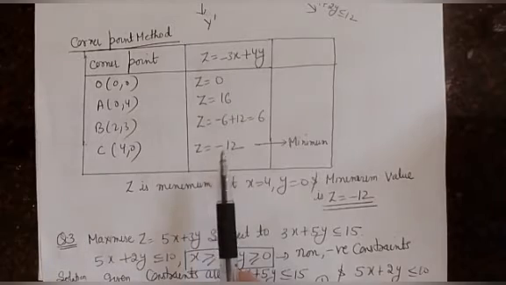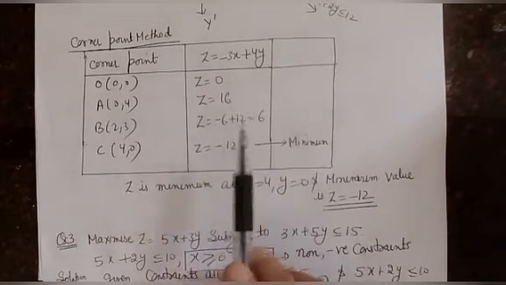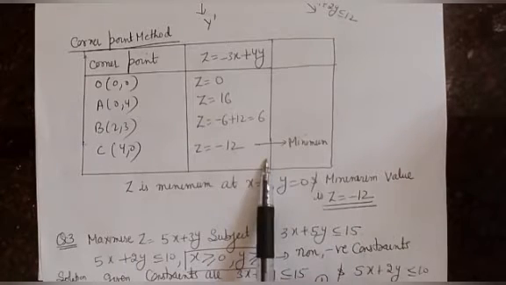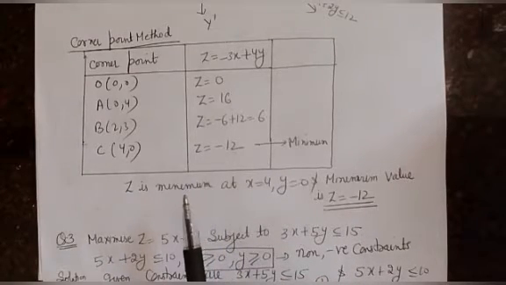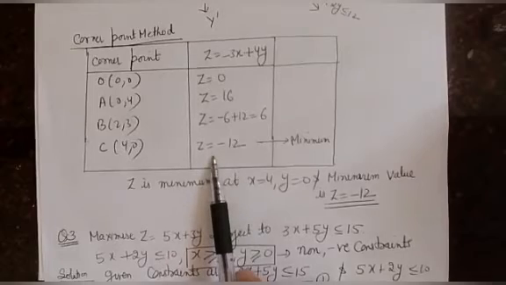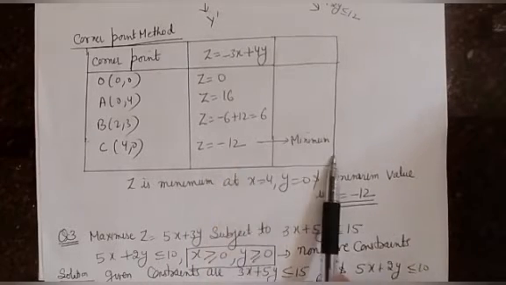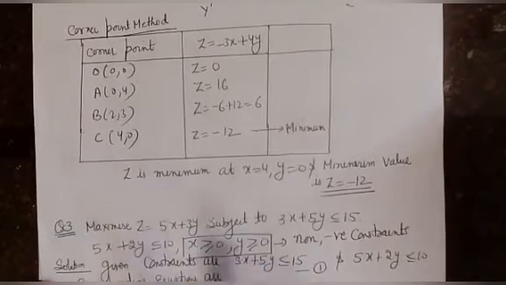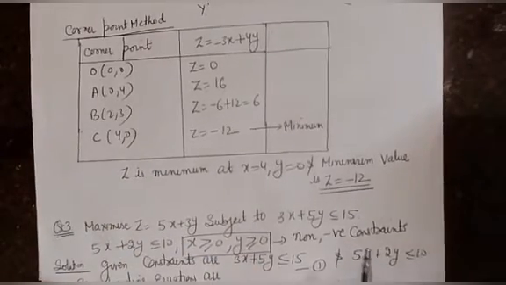So again, the curve was bounded. So for a bounded curve, we get both maximum and minimum values. But we just need to minimize the objective function. So what is the minimum value? Z is equal to minus 12. Here is the minimum value, and it is occurring at x is equal to 4 and y is equal to 0.